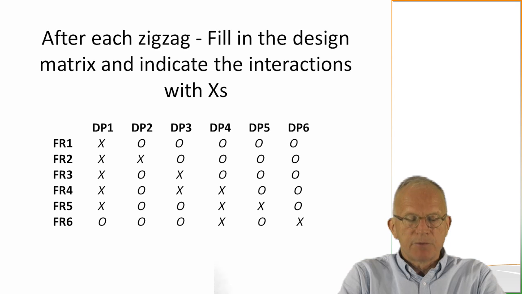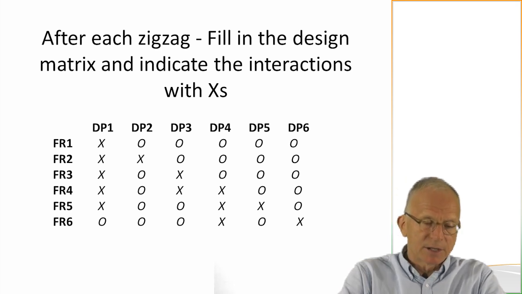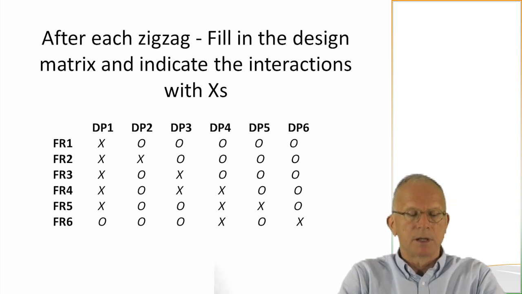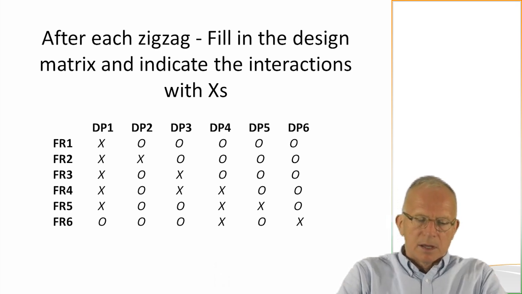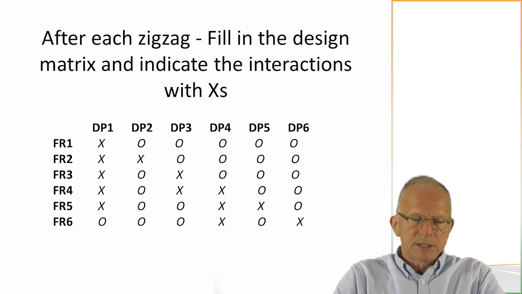So as you fill this in, and you take a look and say what FRs might it be influencing, you would like to naturally try to find DPs that don't influence other FRs besides the one they're intended to, but many times you cannot. So after each zigzag, you take a look at the design matrix.